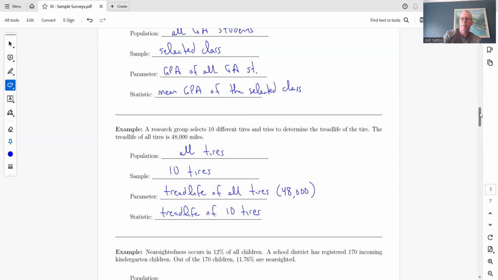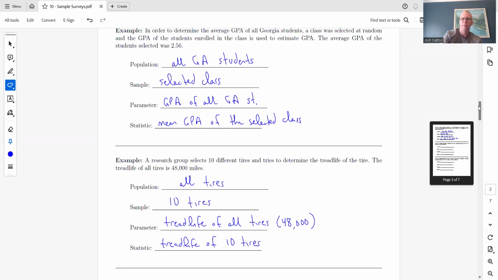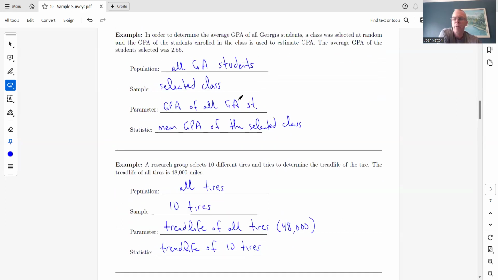And then if we go back up here, I forgot to do this with this example. The average GPA of the student selected was 2.56. So that would be the average GPA of the sample. So that would be the statistic, 2.56.